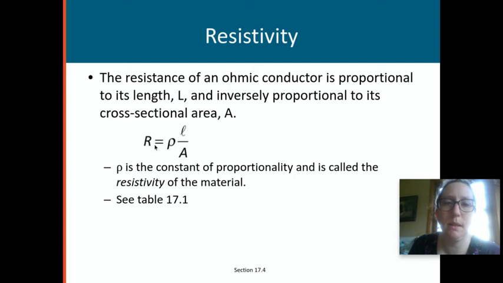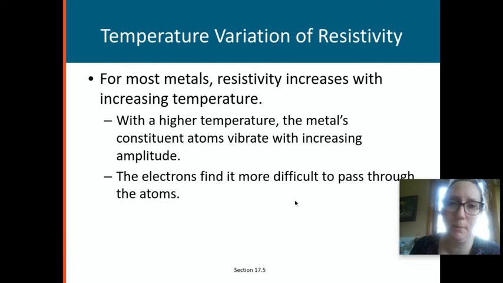So resistance is equal to rho, which is a proportion or a constant based on the substance that your wire or your resistor is made out of, L, which is the length of your resistor, and A, which is area. Okay, so you're going to see how that works on the worksheet we're going to do in a little bit.